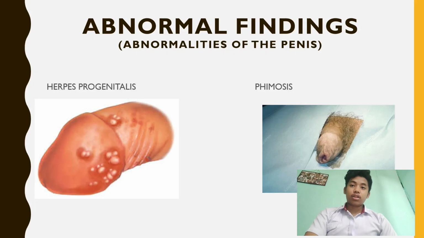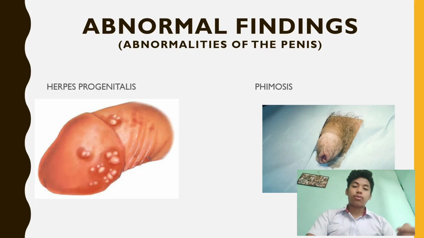For the abnormal findings, the abnormalities of the penis. Herpes progenitalis: clusters of pimple-like clear vesicles that erupt and become ulcers. The painful initial lesions of this STI are typically caused by HSV-1 or HSV-2. They disappear and the infection remains dormant for varying periods of time. Recurrences can be frequent or minimally episodic. Phimosis: the foreskin is so tight that it cannot be retracted over the glans.